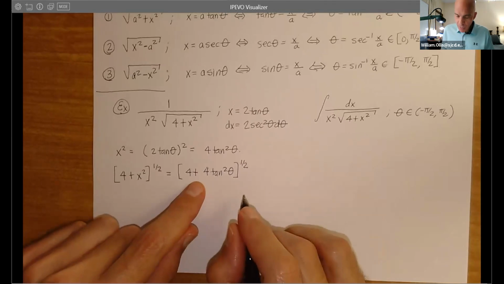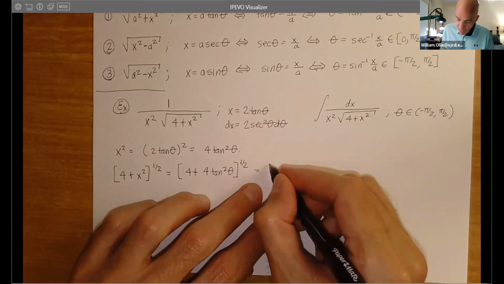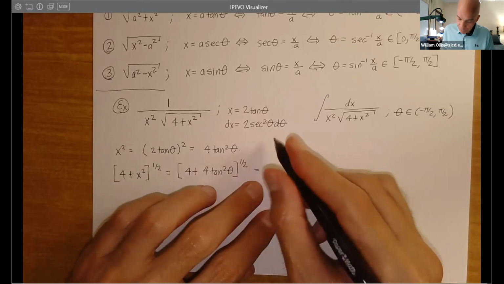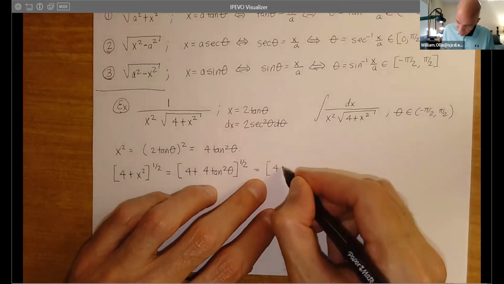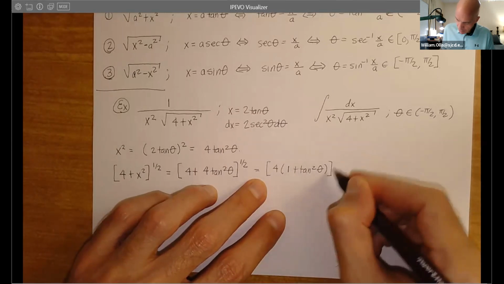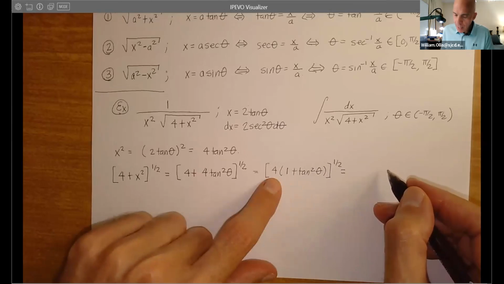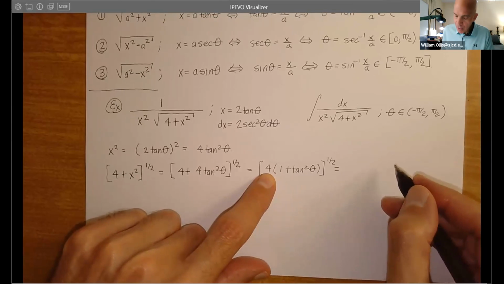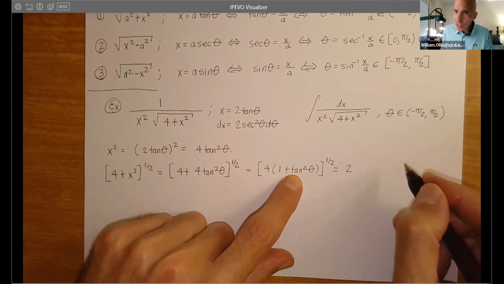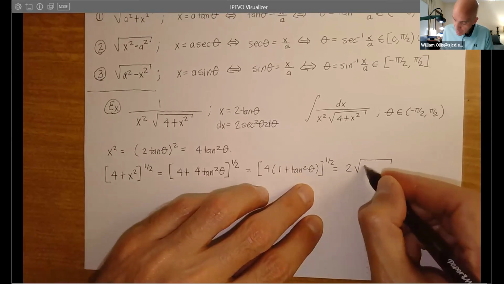So now when we look at this, we can factor this and clean it up. And now you see why we make this substitution, because it simplifies the radical. So this will be 4 times 1 plus tangent squared. But now, of course, we have the square root of the product. Here, the square root of 4 is 2. And then 1 plus tangent squared is the Pythagorean identity. That's secant squared. So we get the square root of secant squared.